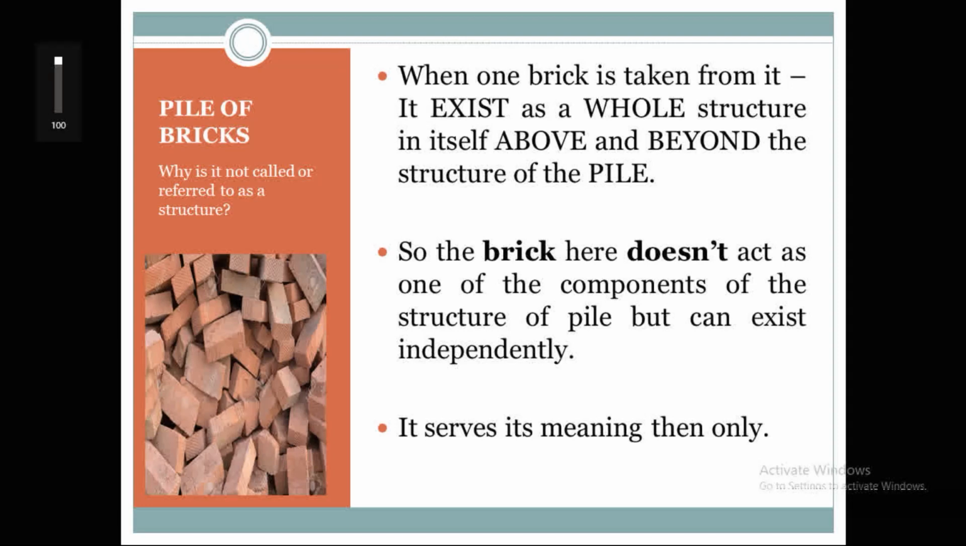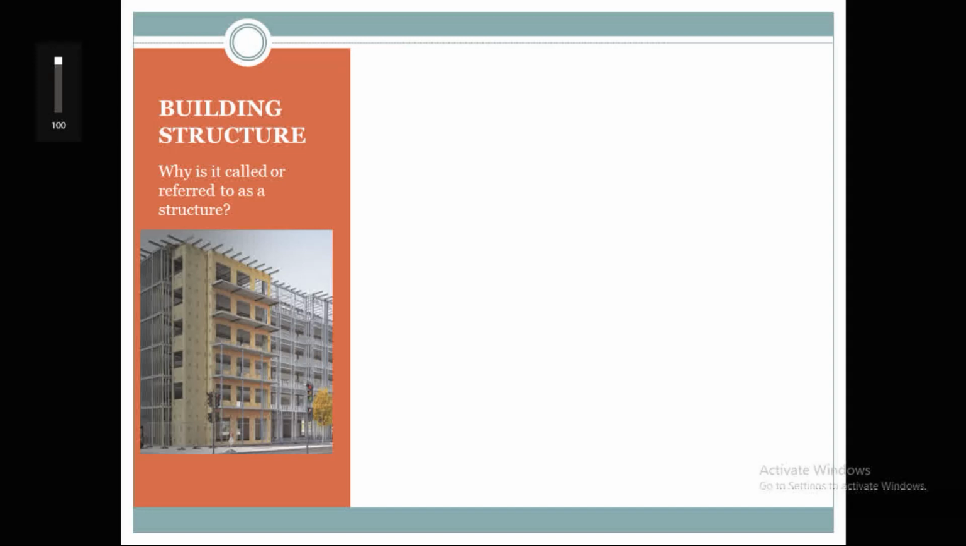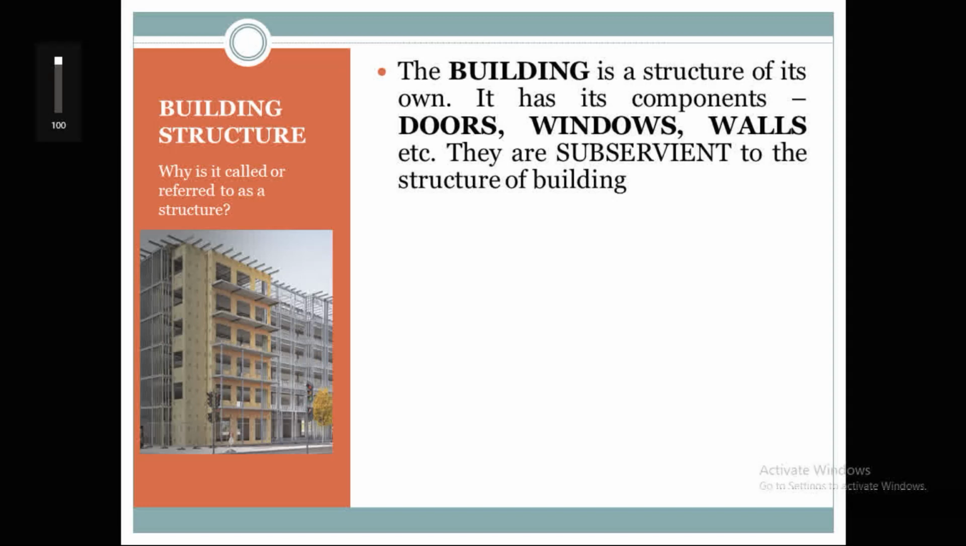Now coming to the second picture, why is that building called a structure? The building is made up of different constituent parts. We have doors, windows, walls, etc., and we see that they are subservient to the entire structure. What do I mean by that statement? They are subservient to the entire structure means, take for example, when we take a door or a window and place it in an open field, they cease to make sense, as they do make sense when they are inside a building.